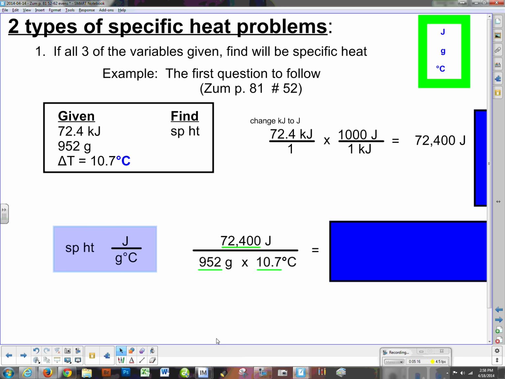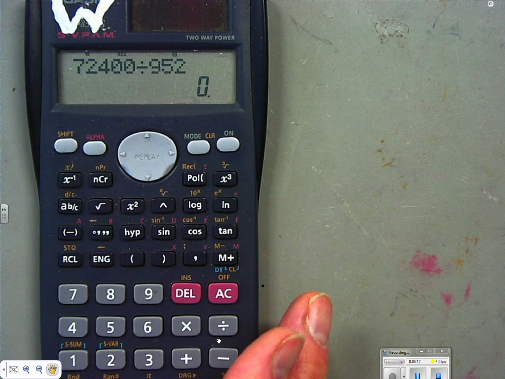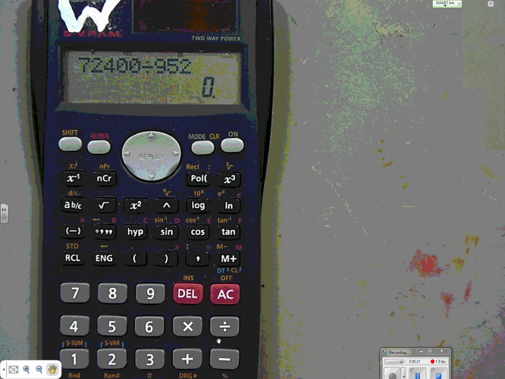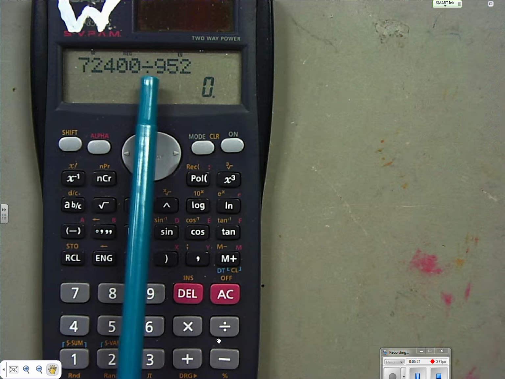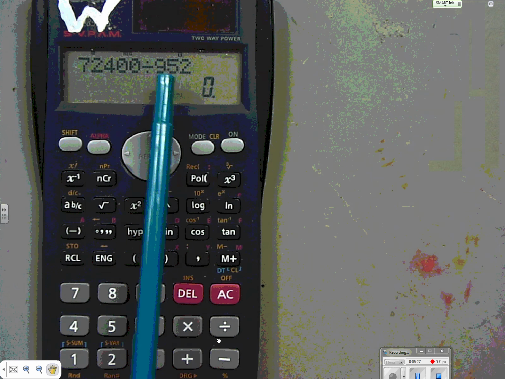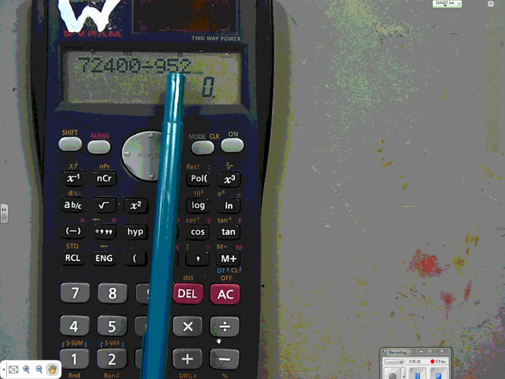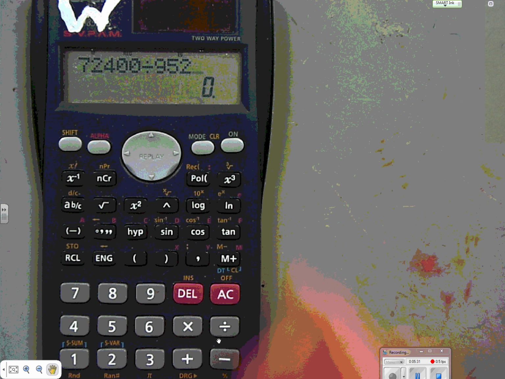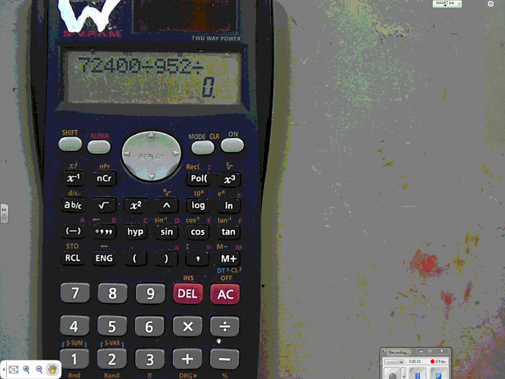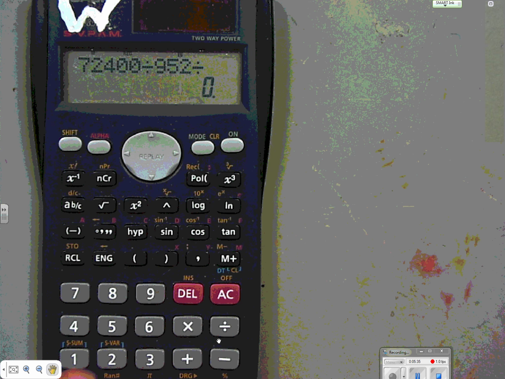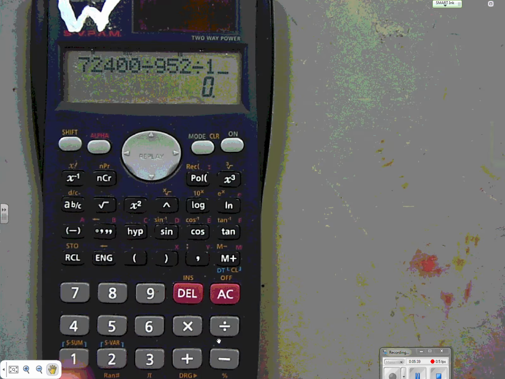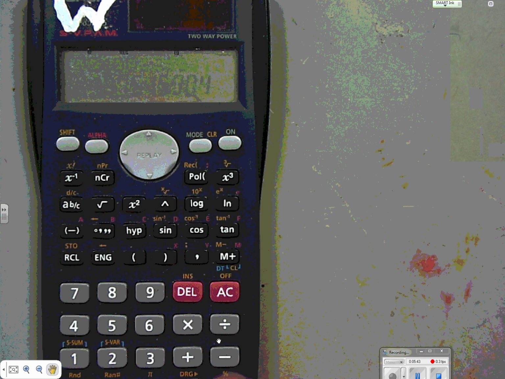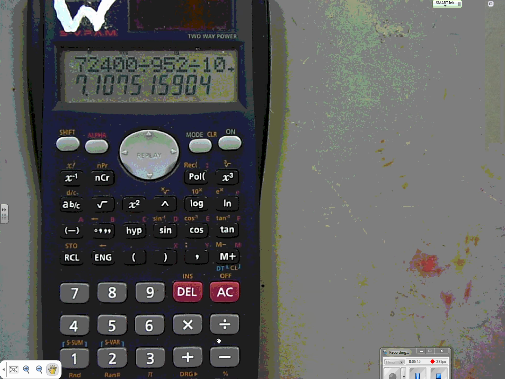The 10.7 is on the bottom of the fraction. The divide sign that you see right here is saying that the 952 is on the bottom of the fraction. So I have to put the divide sign in again to put in the 10.5. That was 10.5, wasn't it? Yeah, 10.7. Okay, I'm glad I checked. 10.7. And now when you hit the equal sign, you're done and you have your specific heat.